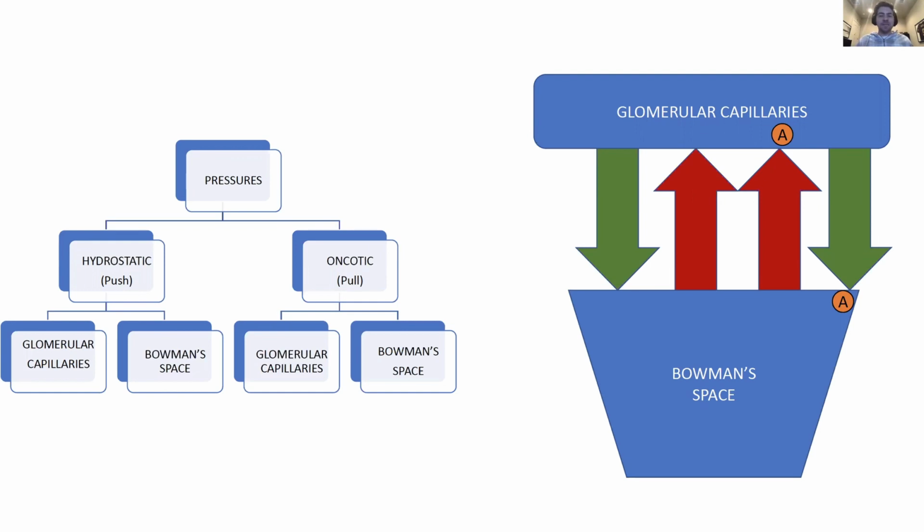Now, you also have the same two mechanisms in the interstitial fluid, in the fluid around the capillaries. It also has a hydrostatic pressure pushing and an oncotic pressure pulling. Okay, so you can see that here. This is the capillaries. The push from the capillaries is hydrostatic. The pull into the capillaries is the oncotic pressure, which is determined by the amount of proteins in the capillary, particularly albumin.